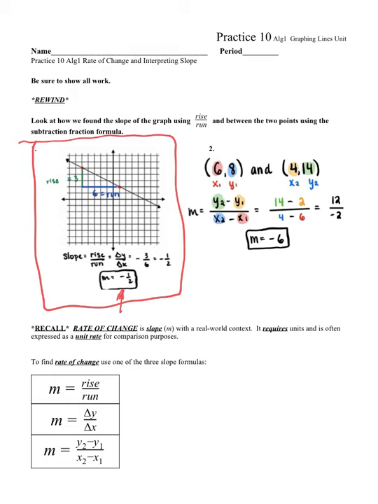Number 2, we're using the formula y sub 2 minus y sub 1 over x sub 2 minus x sub 1, as stated here. Again, you subtract, you get a fraction, and you reduce it. And we know that m is equal to -6 for this example too.